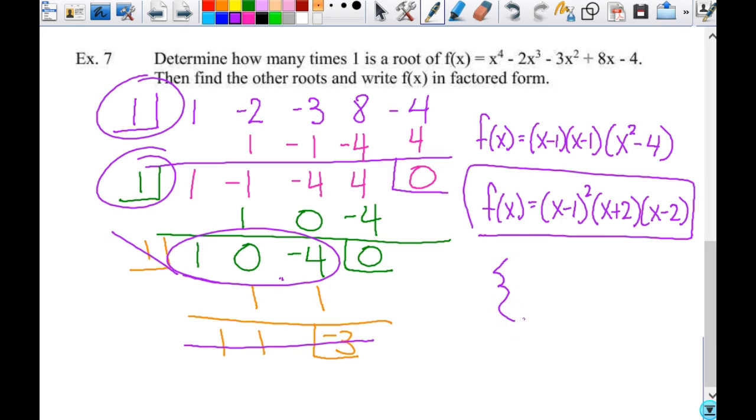And I have to find all the roots. So the roots are what? 1, -2, and 2, right? So -2, 1, and 2. And I want you to get in the habit of putting them in order from least to greatest instead of just a hot mess of points in there. Okay? We good? It'll make more sense to you when you're doing stuff. Any questions?